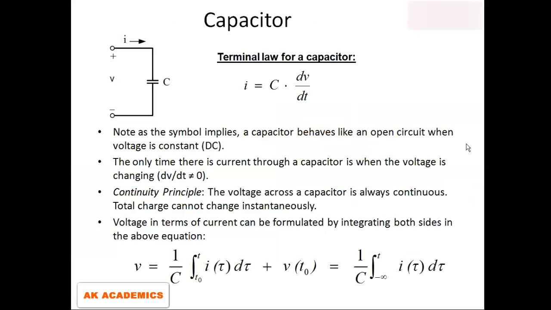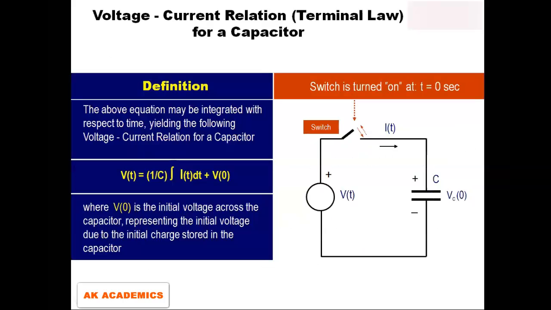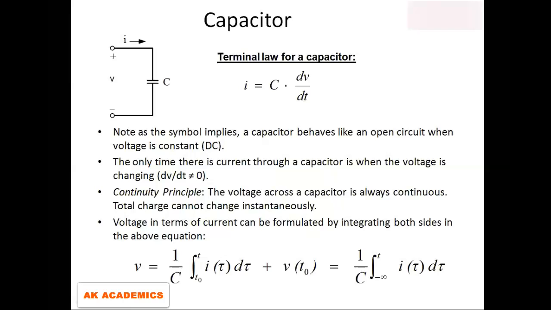Okay. If we take it a step further to understand the terminal law for capacitors, as we've been explaining before, in previous slides you can see this is a circuit for a capacitor. We know that I equals C dV/dt. We just mentioned that a couple of minutes ago. Our V would be equal to 1 over C integral of I dt plus V of t naught. This represents the initial charge in the capacitor. So this can be rewritten as this.